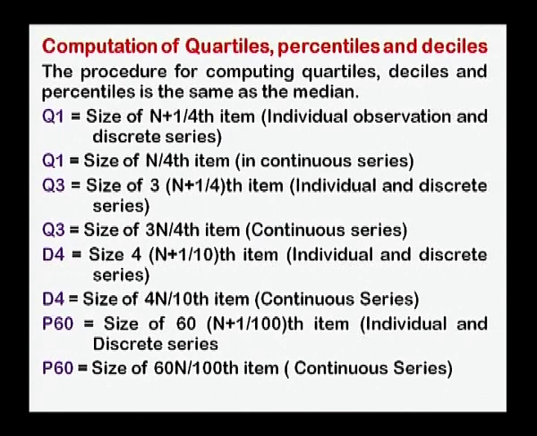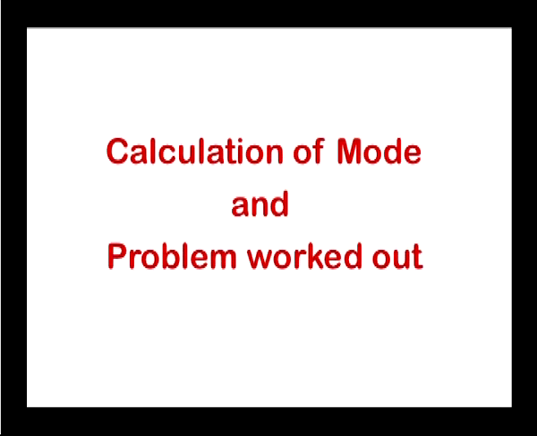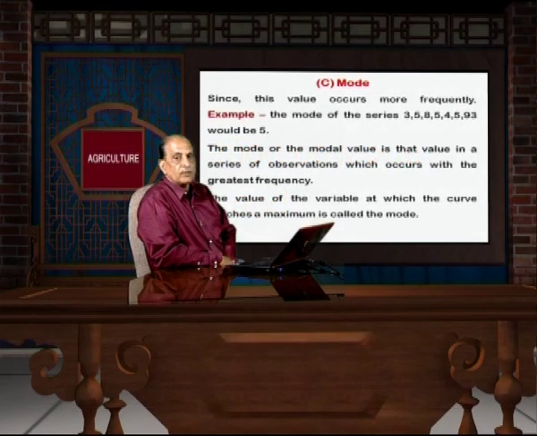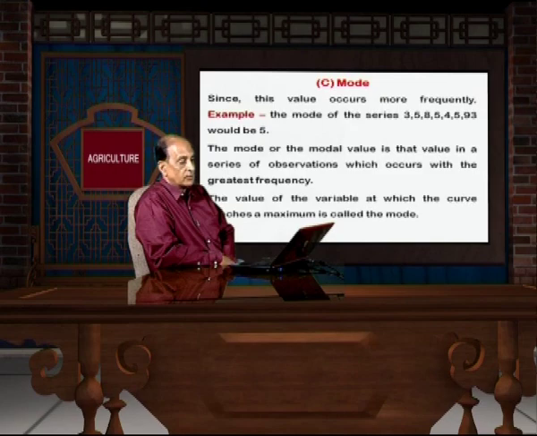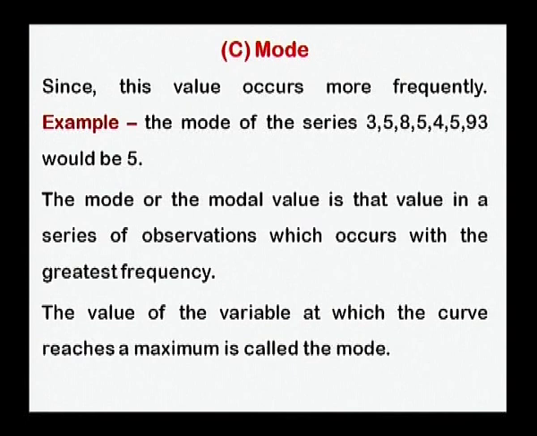And P60 is calculated in respect of continuous series in this way: size of 60th n is divided by 100th item. So, friends, we have discussed the related measures and they are calculated in the same manner as we calculate median. Now, we switch over to discuss what the mode is and how it is determined.